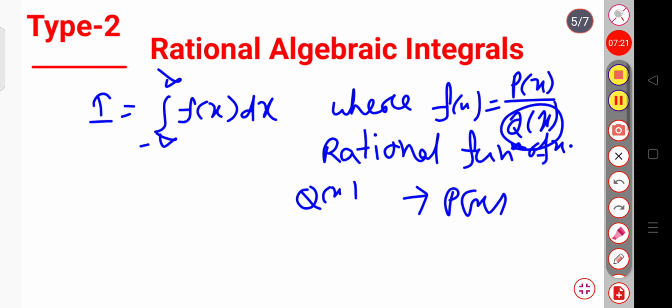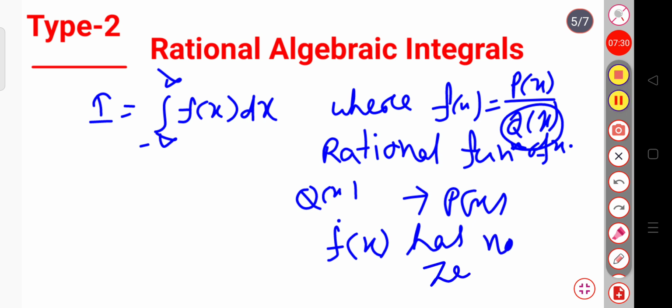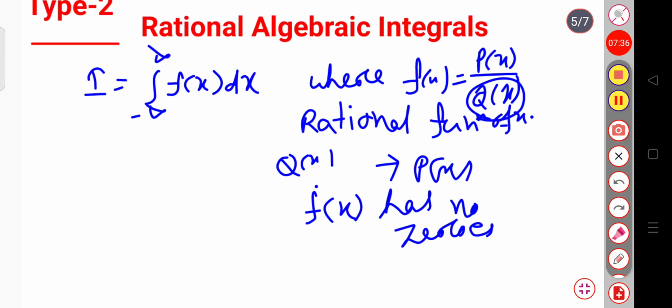Here we will consider that this f of x has no zeros. I think you know what zeros and singular points are, you already know. It has no zeros on the real axis. Just try to make your own notes on the real axis. Now our aim is to calculate this for the complex number.